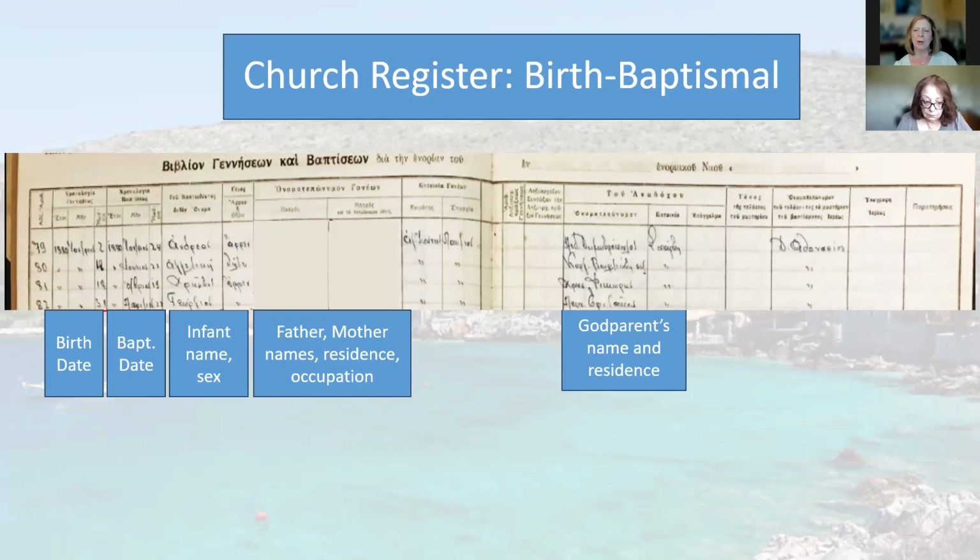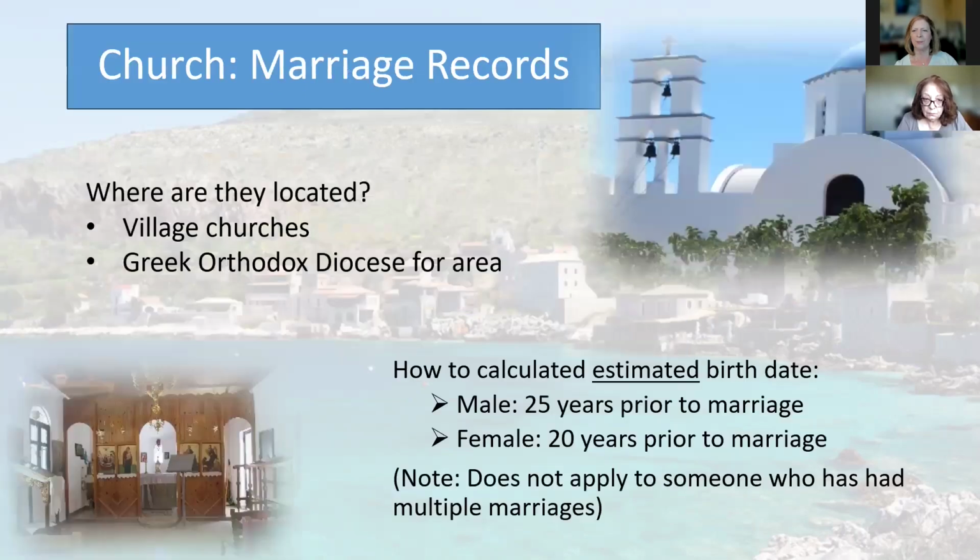Some village church records prior to 1900 may have been lost or destroyed, which was heartbreaking for me when I was in Sparta and working on these particular records. Okay, church marriage records. Where are they located? We have them located in village churches and at the Greek Orthodox diocese by area.